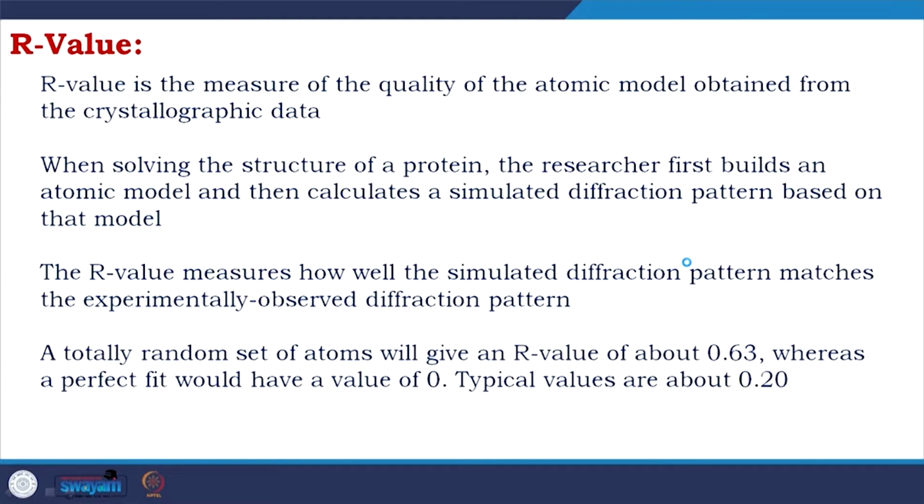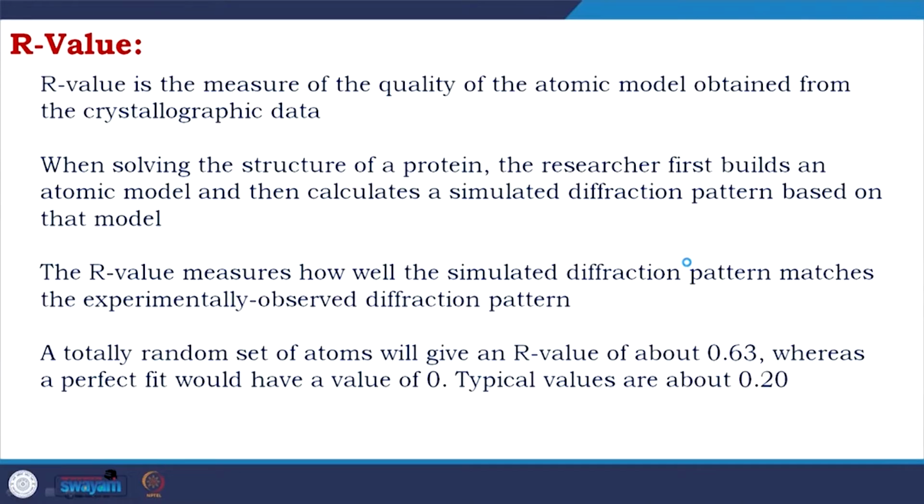A totally random set of atoms will give an R value of about 0.63. If you remember, go back to the last class's slides and check, when we were doing molecular replacement, the R value was coming around 0.6 to 0.7. So, that is what a totally random set of atoms will give, an R value of about 0.63, whereas a perfect fit would have a value of 0.